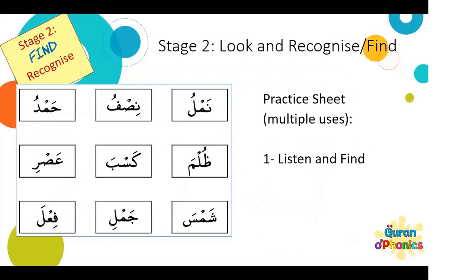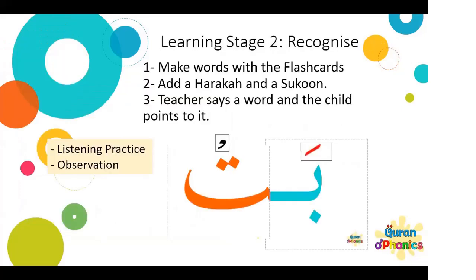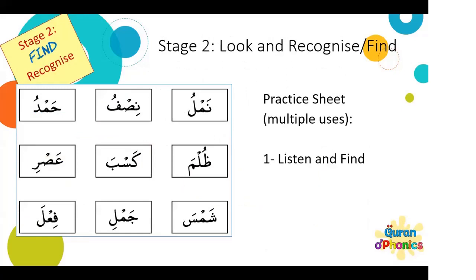Then we have the practice sheets. So you can use the practice sheets for many things. You can use them as worksheets. You can use them as listening sheets. You can use them as reading sheets. So before we get to stage 3, which is reading or saying or pronouncing, we can use it for, again, listen and find. So we're moving from concrete, big, the child is holding, touching the flashcards, joining them, making the words. And now we're moving to more of print, words seen on print, black and white, which is closer to the Quran reading experience.